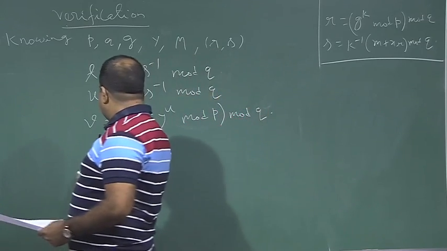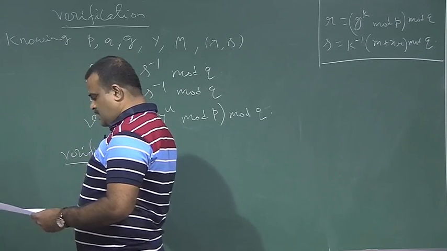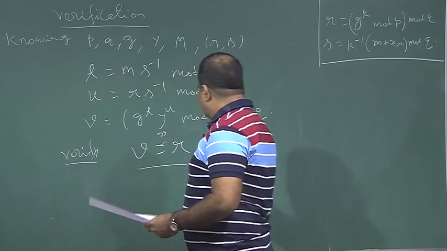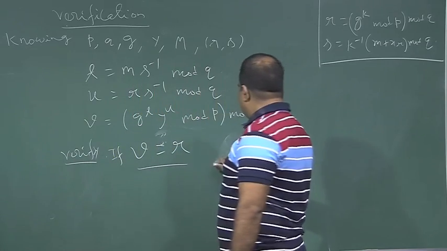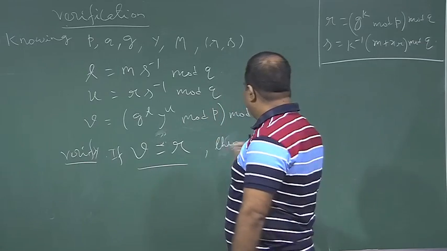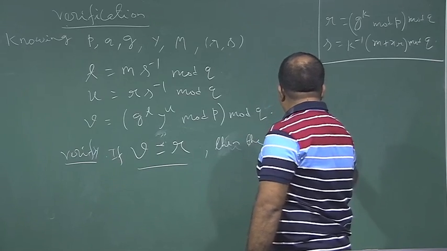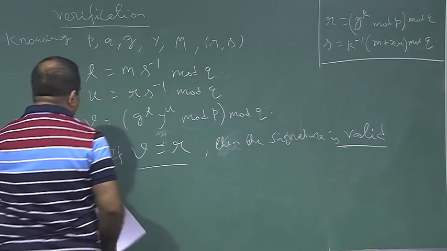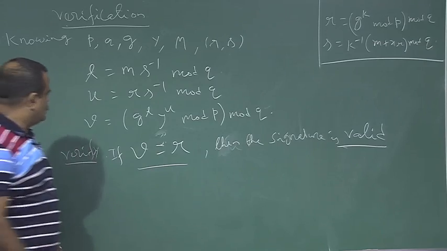Okay. And the verification is like this: verify whether this V is R or not. If V is R, then the signature is valid. We have to check this, then the signature is valid. So we have to check whether V, computed like this, gives us R or not. So let us write V over here.